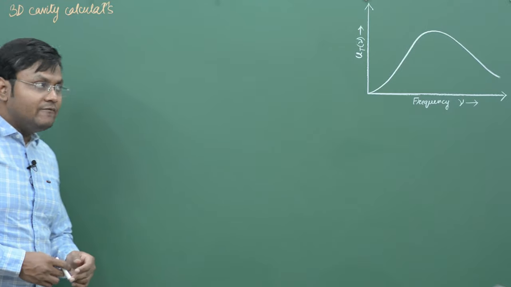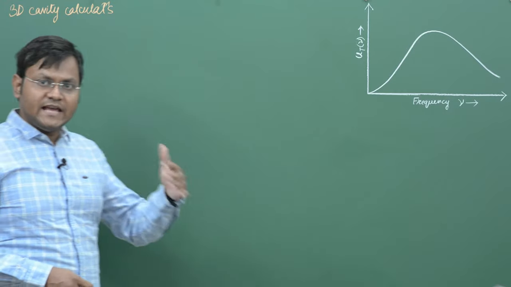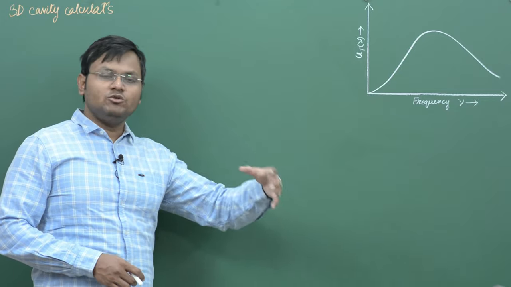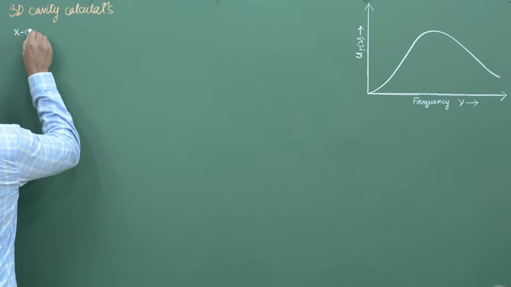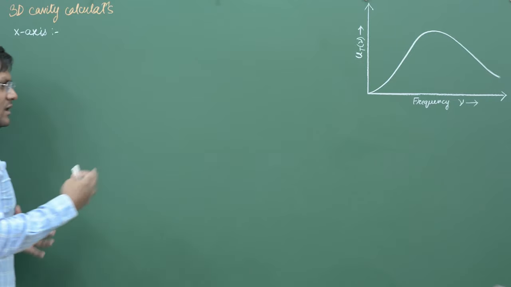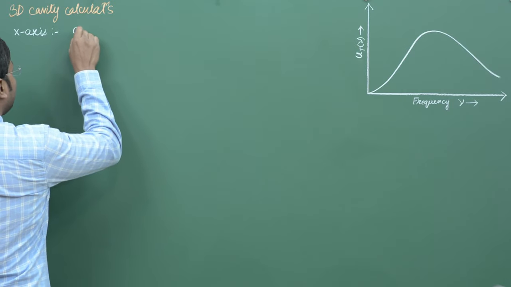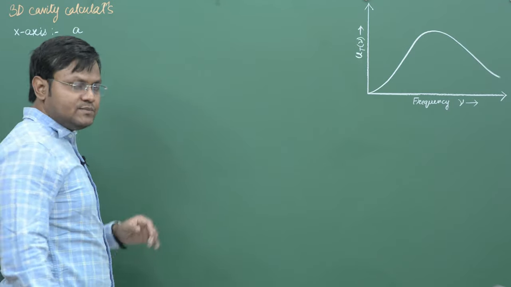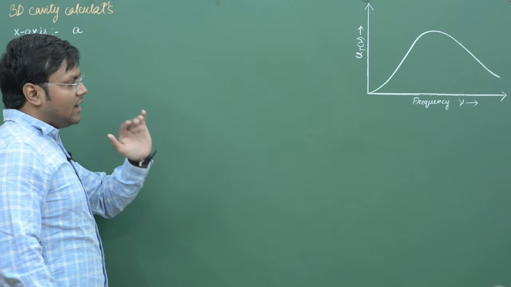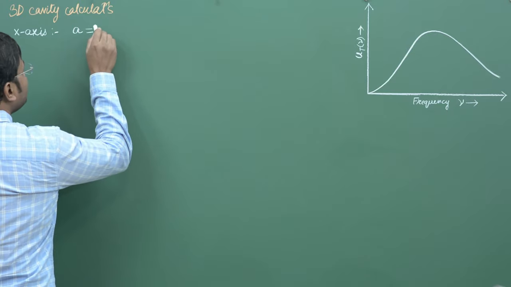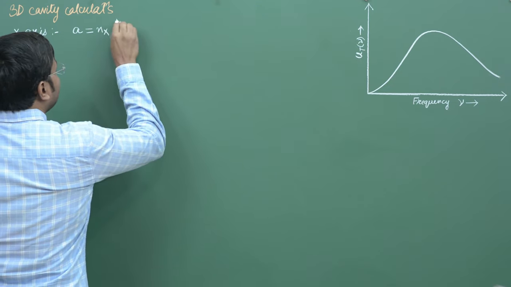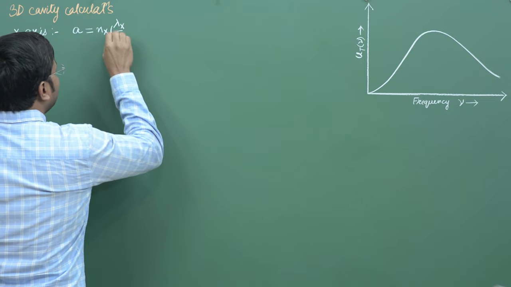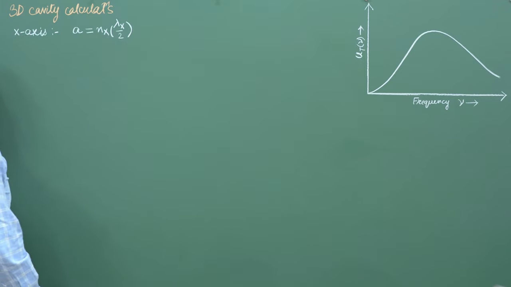All right, so for 3D cavity calculations, we are going to have three distinct directions, x, y, and z axis, and every single direction will be associated with some kind of a standing wave condition. So along the x axis, we will have a similar kind of a condition where the length of the wall or length of the cube along the x-axis, because it's a cube, all the walls have the same dimension. So a will be equal to some integer, I'm going to call this nx times lambda x upon 2.